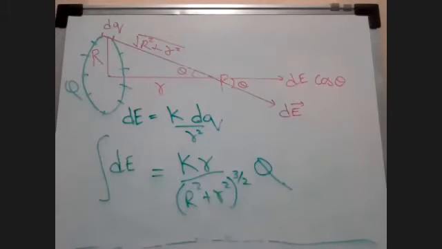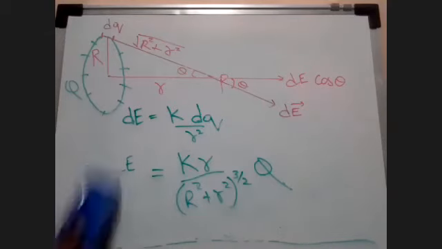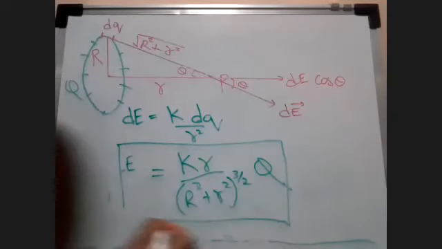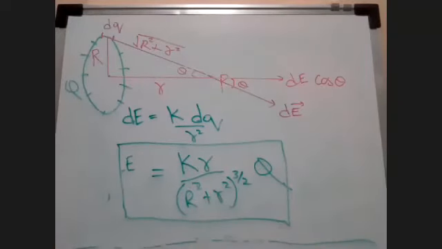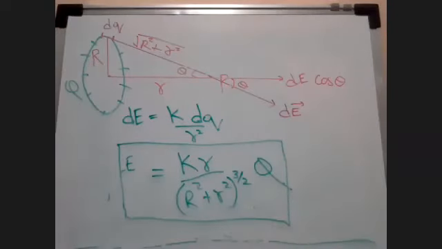So this is the electric field intensity at the x-axis. Electric field intensity due to a uniformly charged ring.